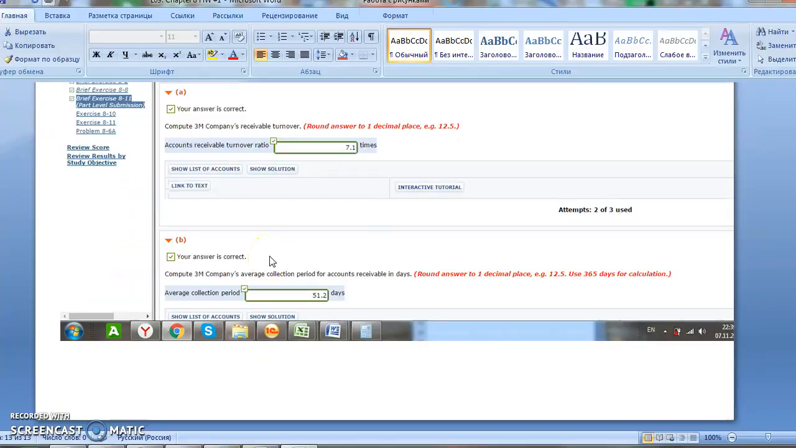In point B, we need to determine the company's average collection period, which we can determine as a fraction with the number of days in the year, 365 days, in the numerator over our previous accounts receivable turnover ratio. When we divide 365 days by 7.1 times, we get 51.2 days, which is our average collection period.